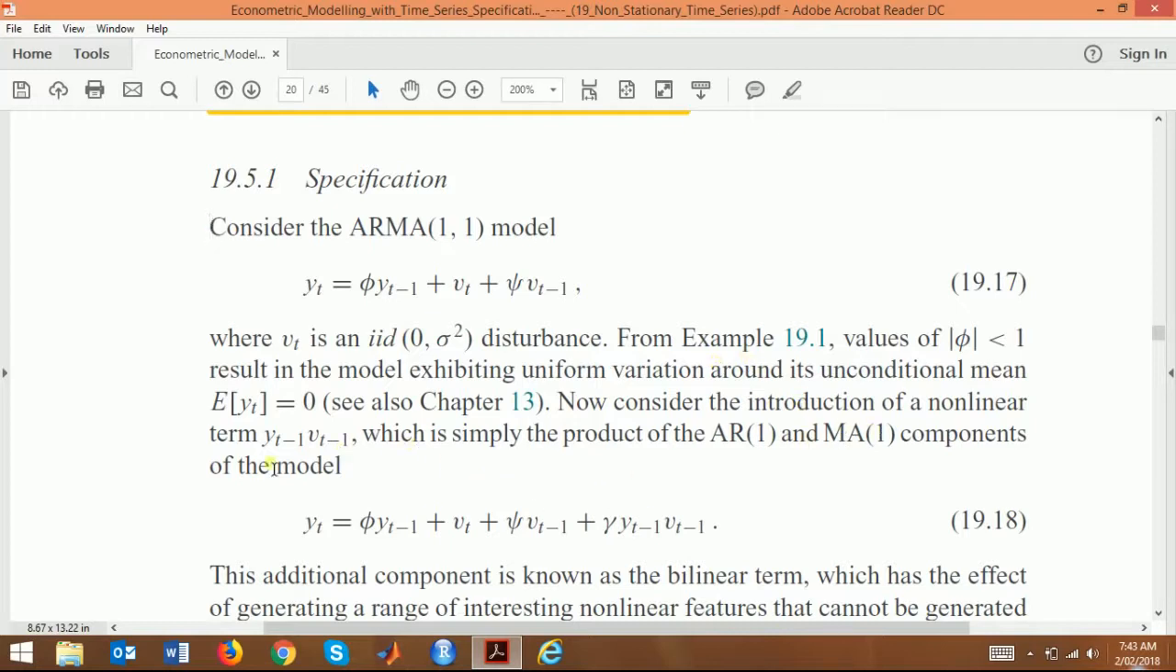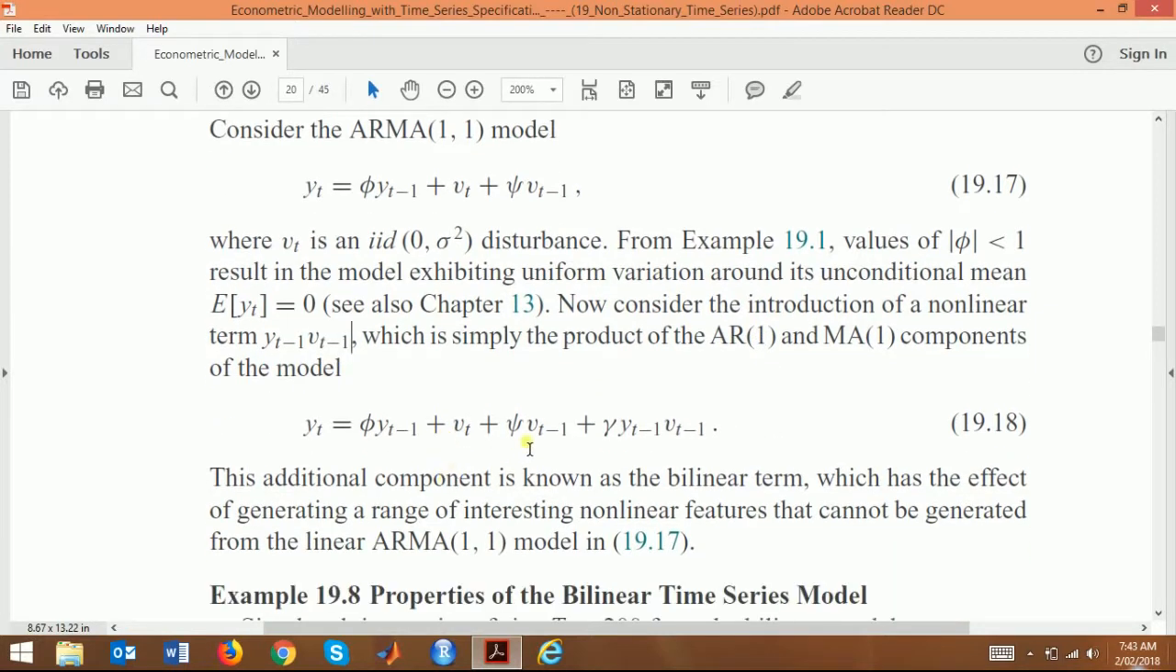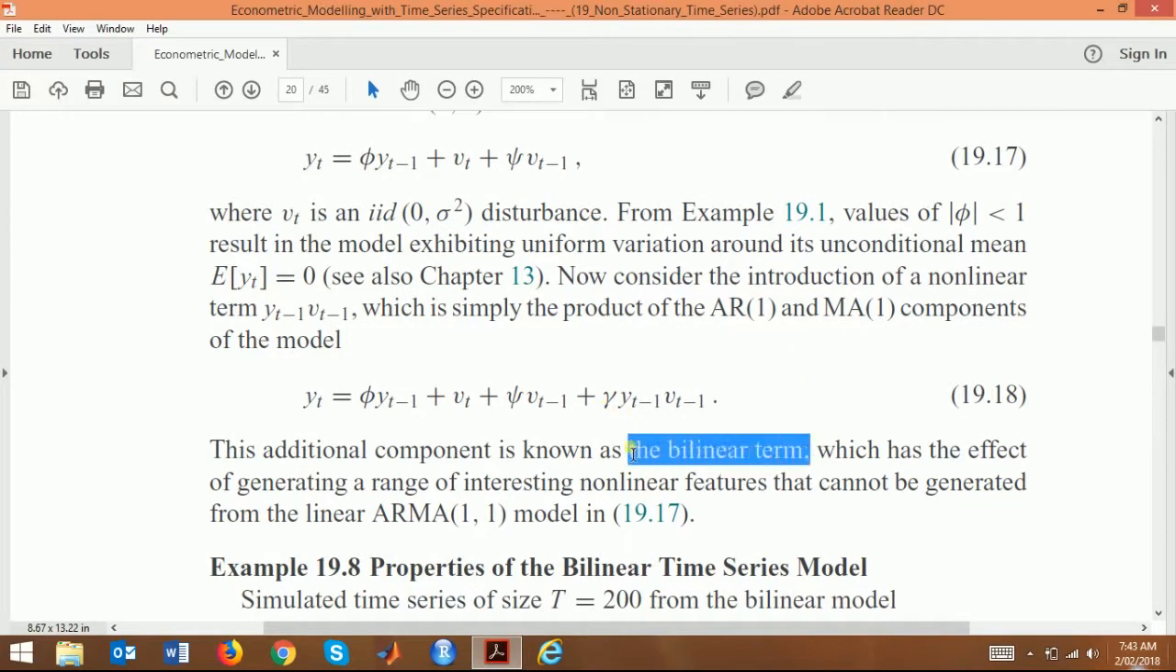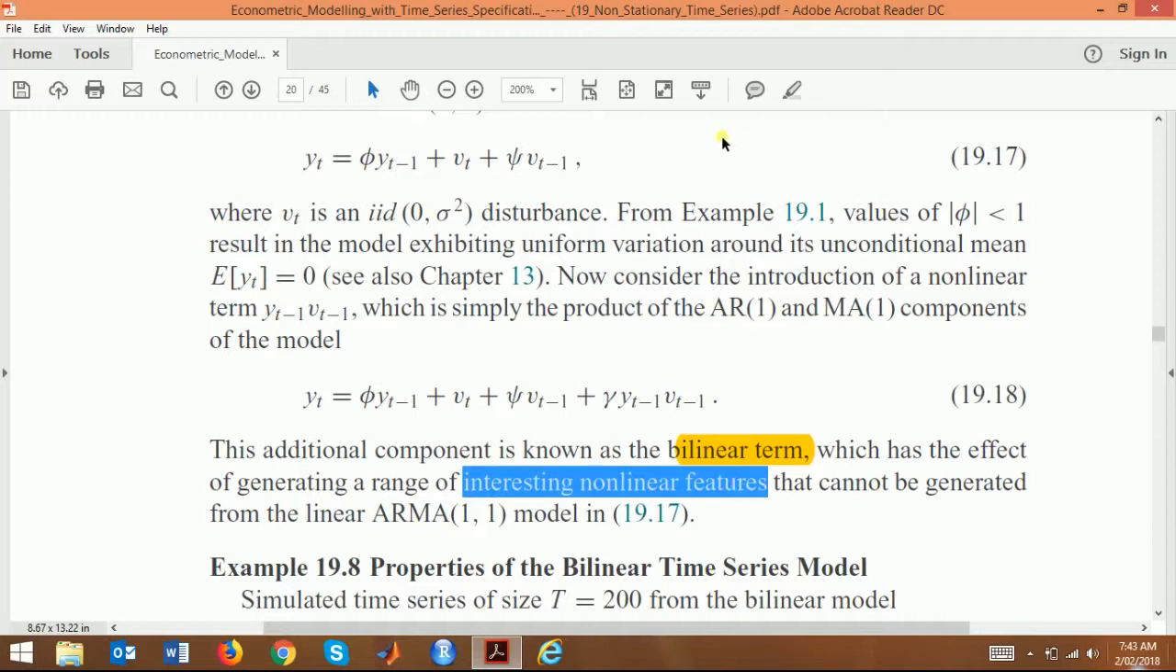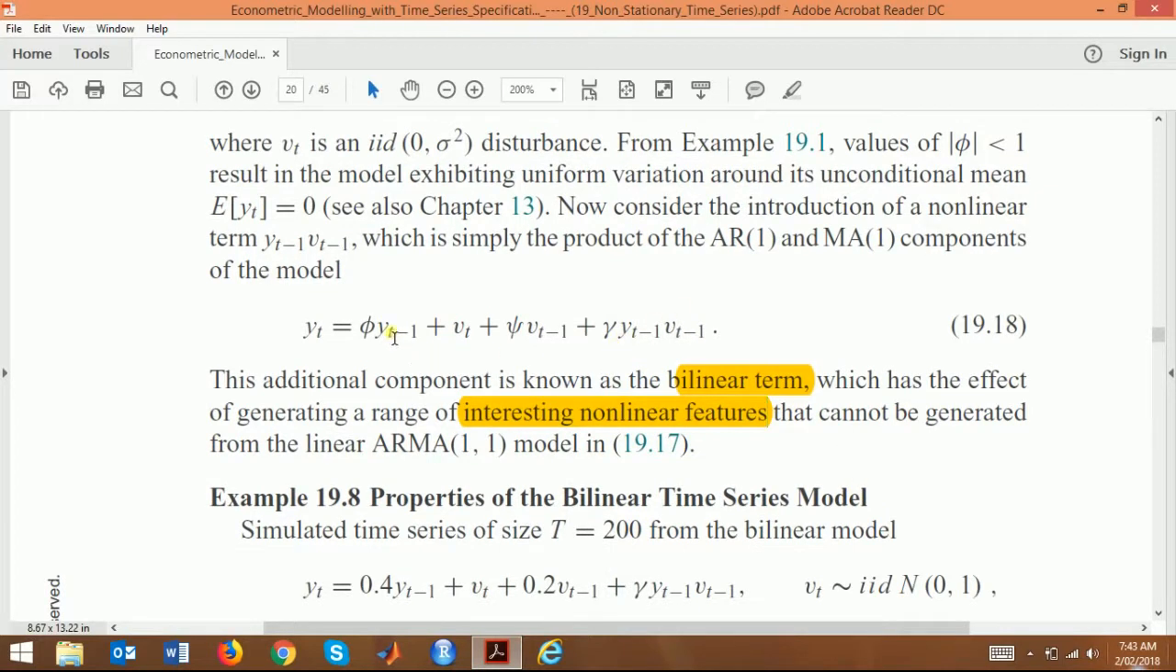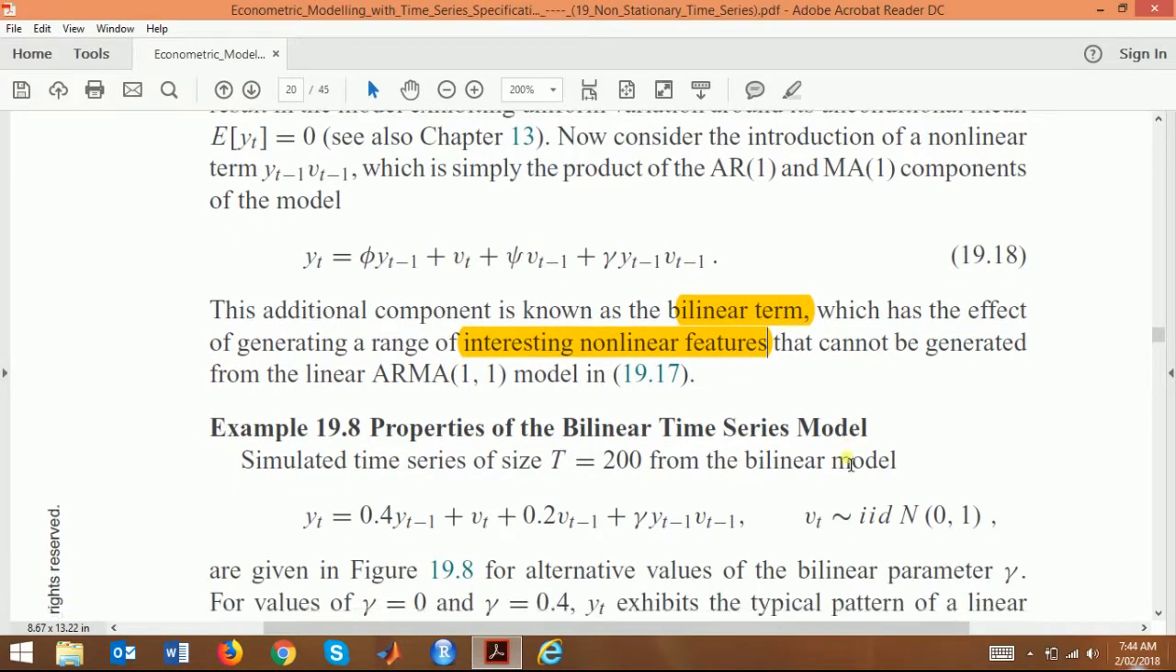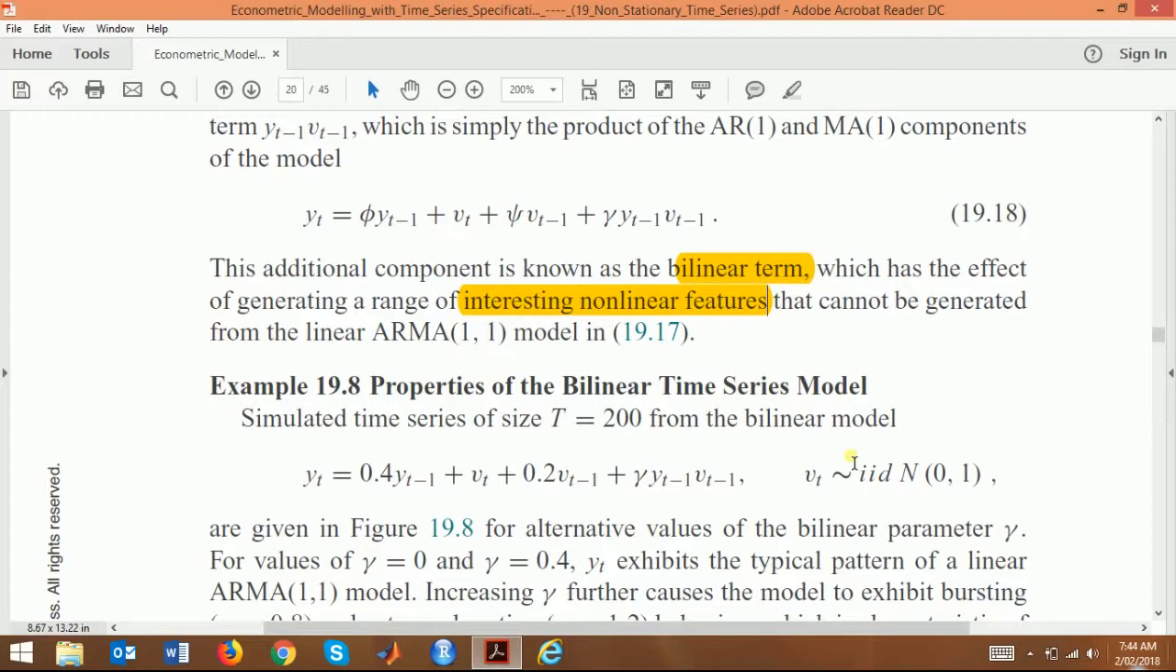Now consider the introduction of a nonlinear term, yt minus 1 and vt minus 1, the moving average parameter, which is simply the product of AR1 and MA1 components of the model. That's all, very simple. This is the ARMA portion and this is the nonlinear portion. The additional component is the bilinear term, which has the effect of generating a range of interesting nonlinear features that ARMA models cannot generate. So just by multiplying autoregressive and moving average terms, we have a bilinear term which can generate interesting nonlinear features.